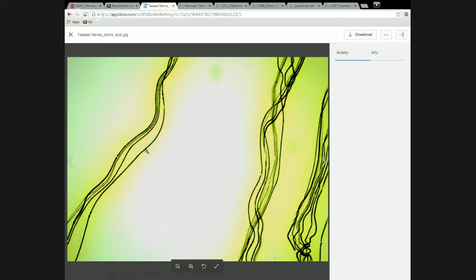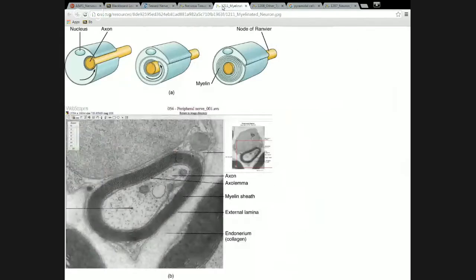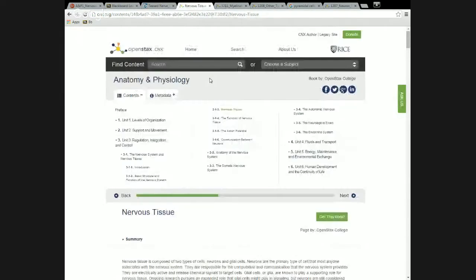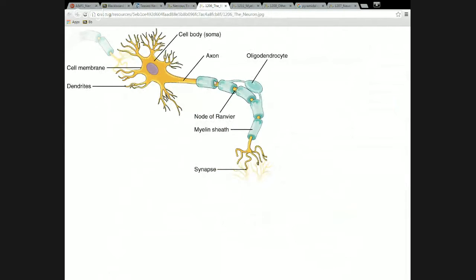I didn't point this out when I was showing you the neuron here. Let me pull this back up. So the myelin is represented by this short piece here, and then there's a gap, and then there's another piece of myelin and a gap, another piece of myelin and a gap. Those gaps are very important for how the electrical signal travels along the axon.